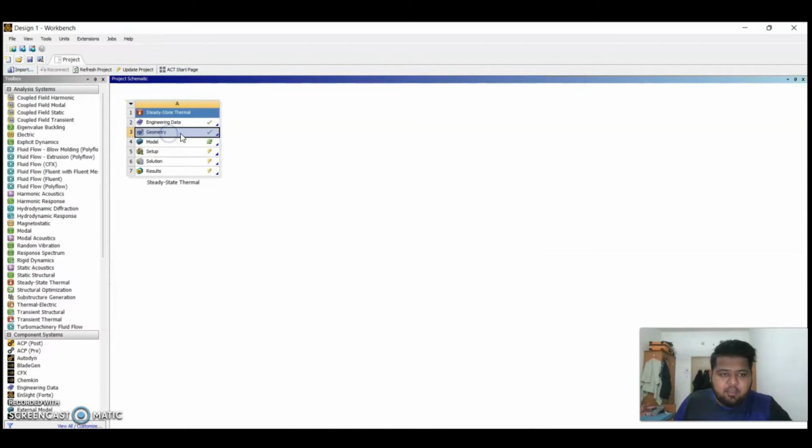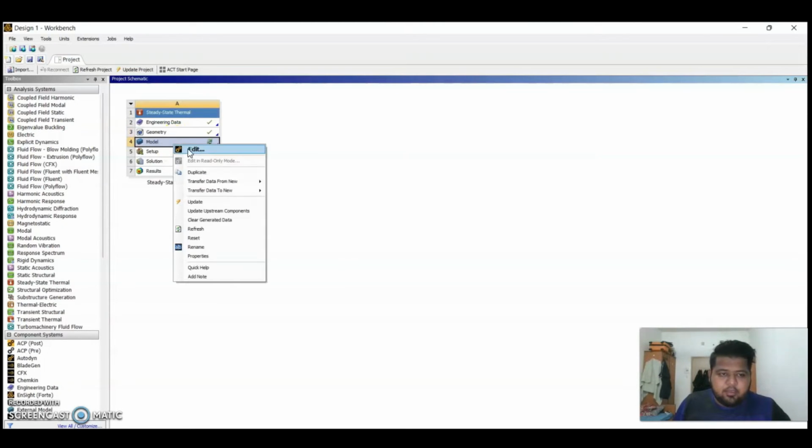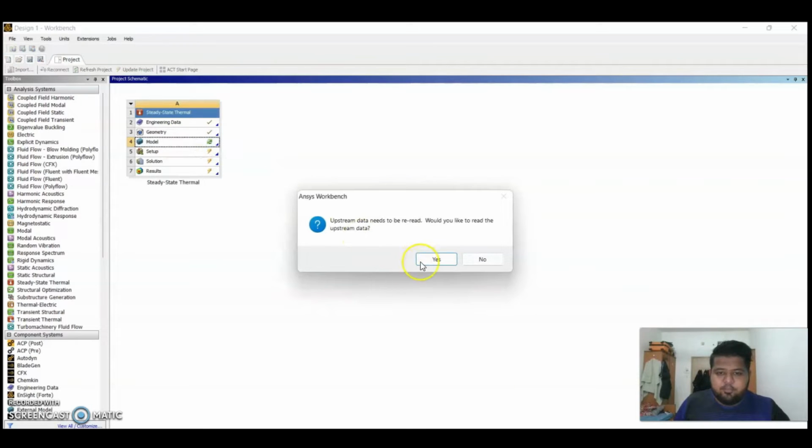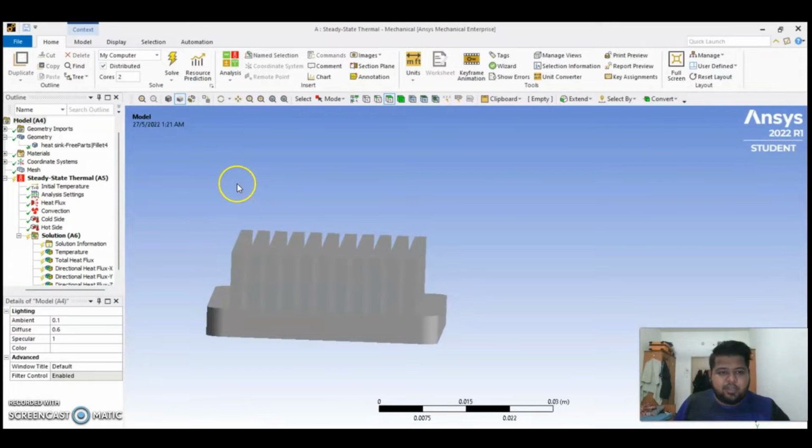Next you have to import your geometry. Maybe you have drawn it using SolidWorks, Design Modeler, or any other software. So we are going to import it to geometry. Next we are going to go to model. Once you have imported it to the geometry, you will receive a tick on the right hand side. Next we go to model. It shows upstream data needs to be reread. Would you like to reread the upstream data? Yes, I would like to reread the upstream data.